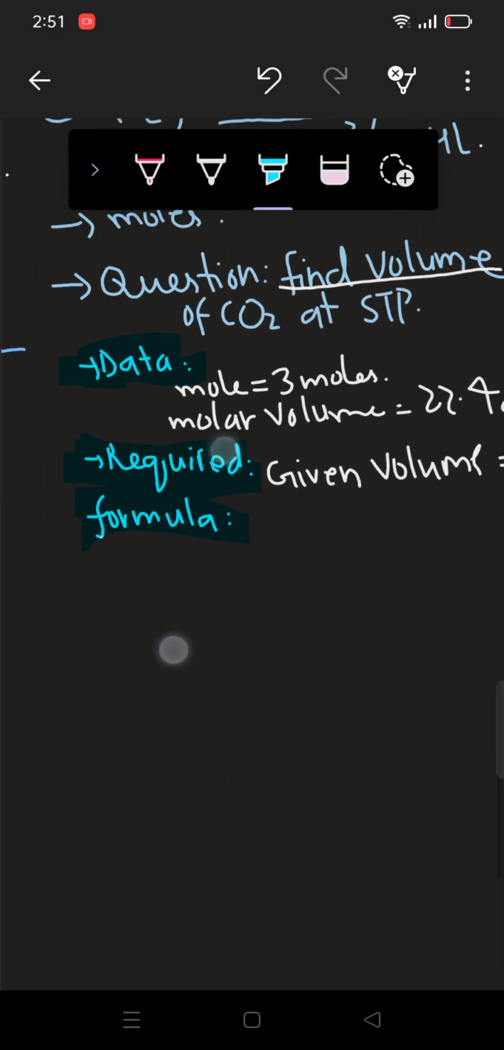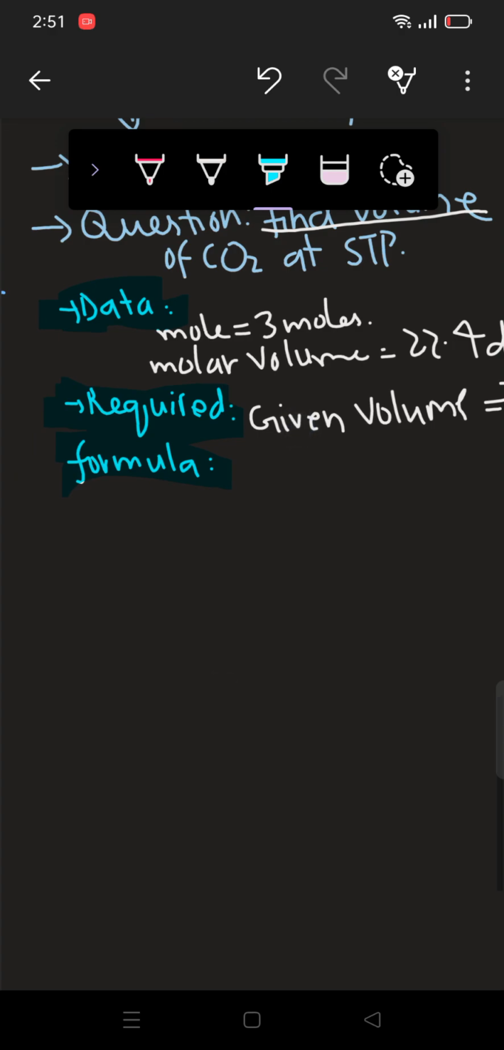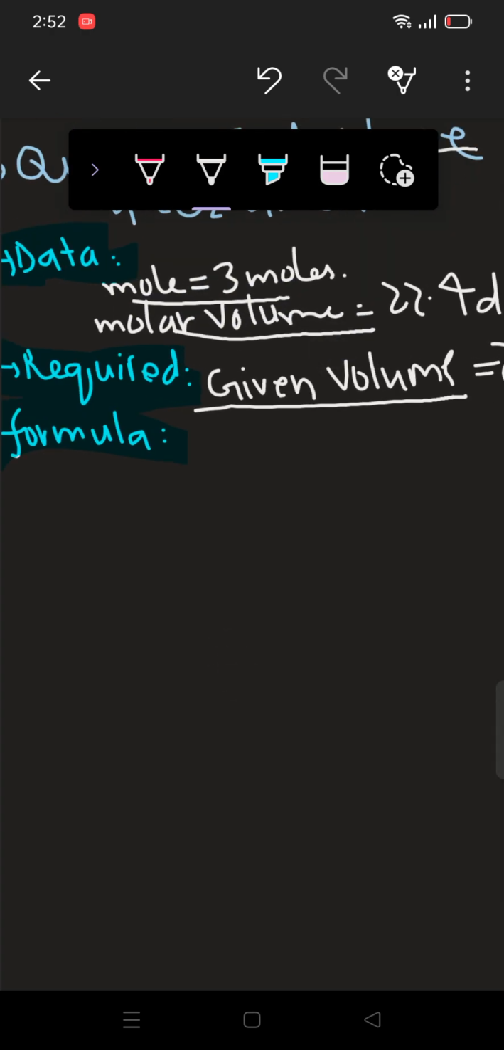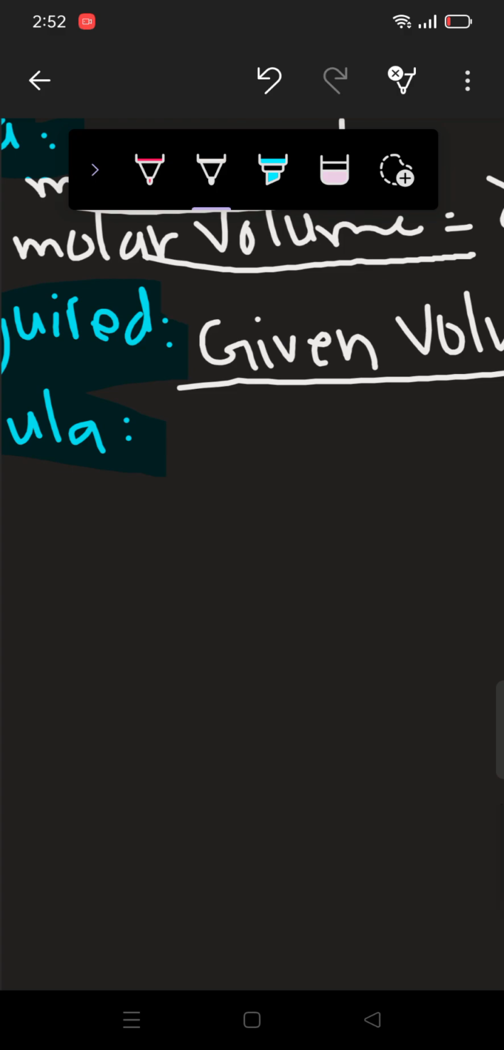The third step of solving the numerical is to write the formula. And here, what formula will we be using? Of course, we're going to use the same formula. The number of mole is equal to given volume per molar volume. Since we need to find the given volume, and molar volume and mole are already given, we will be using the formula of number of mole equal to given volume per molar volume.